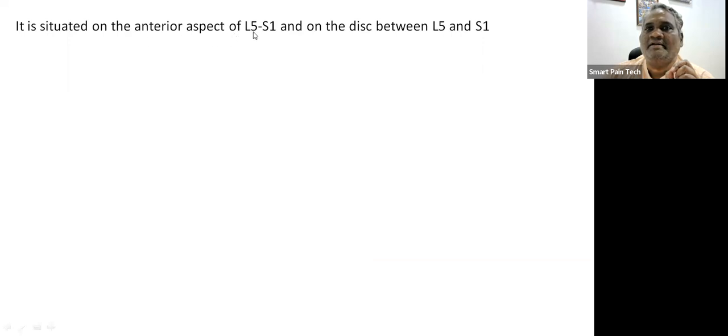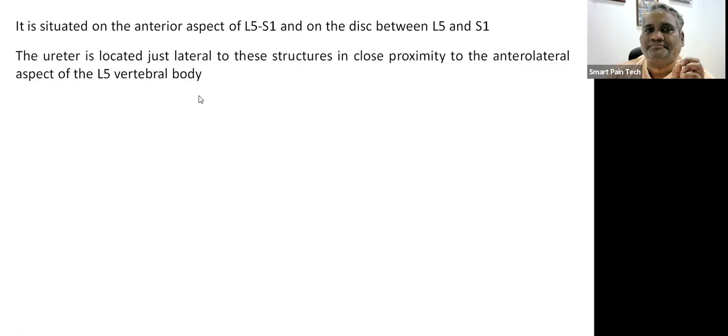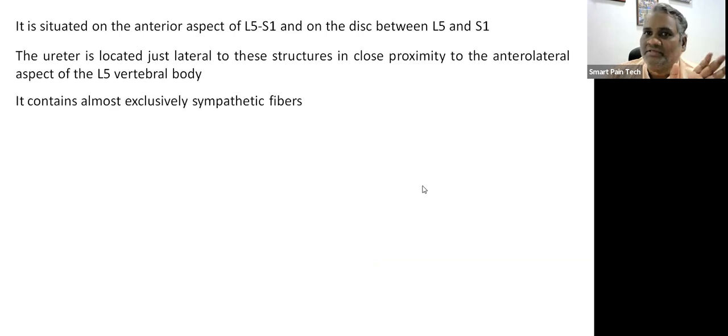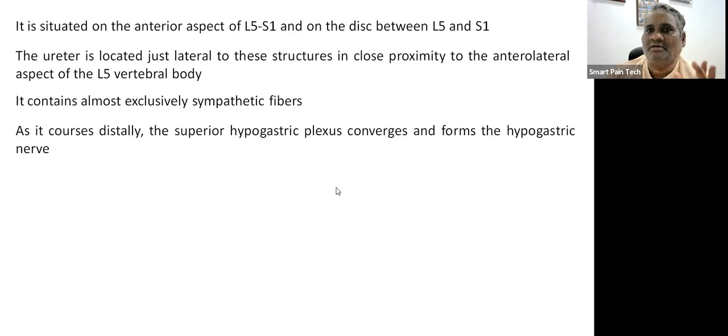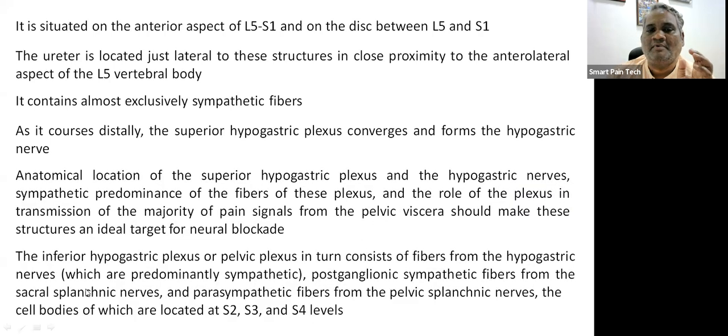It is situated on the anterior aspect of L5 and S1, or on the disc between L5 and S1. Again, you have to understand the ureter is located just lateral to these structures, in close proximity to the anterolateral aspect of the L5 vertebral body, so you may damage it. It is sympathetic, and distally the superior hypogastric plexus converges and forms the hypogastric nerves, and it supplies the entire viscera.